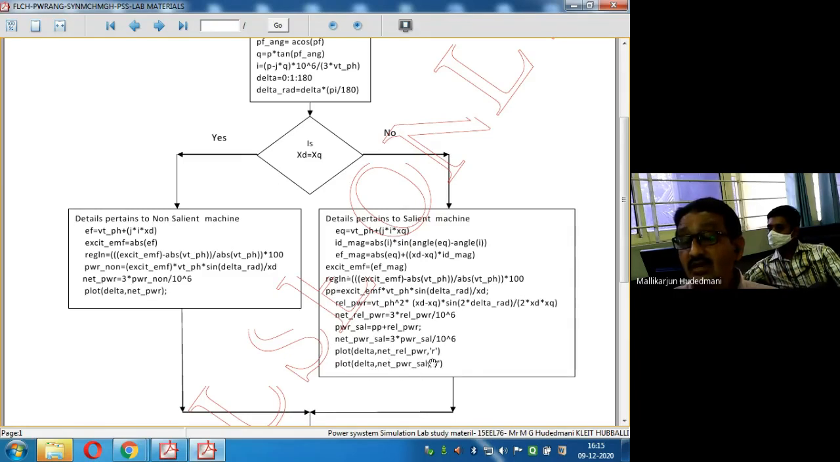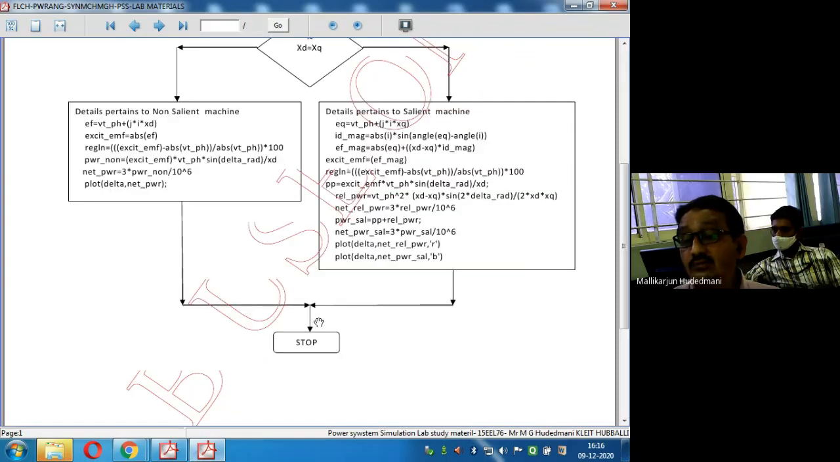I am making an attribute. Put reluctance power in red color, quote R. Put net power salient in blue color, B. Color gives an attribute to the graph drawn. This way, this additional small piece of work incorporated in this block helps you make a distinction between the plots. Now, once I do this calculation, it comes down and stops.